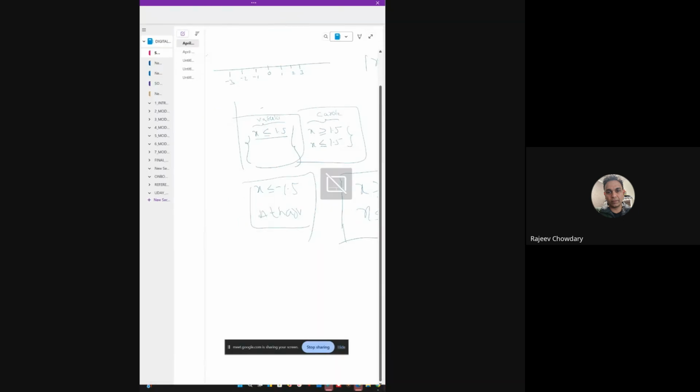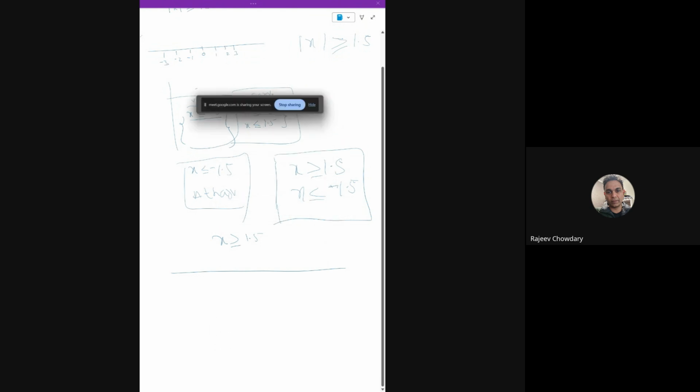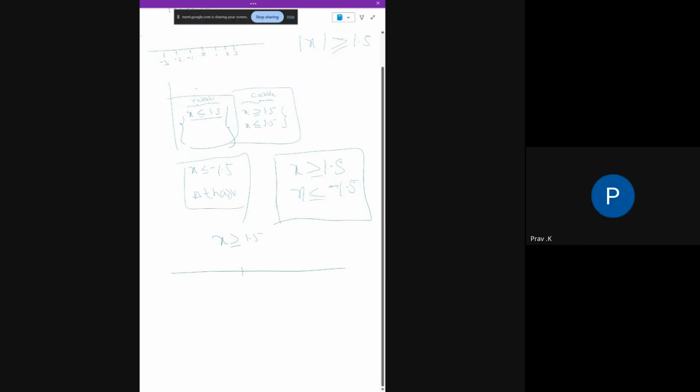We need to understand this part in terms of the diagram and also mathematically. First, let's do the diagram. X is greater than or equal to 1.5. So now I'm drawing this diagram here: 0, 1, 2, 3, minus 1, minus 2, minus 3, 4, minus 4. Now let's understand this.